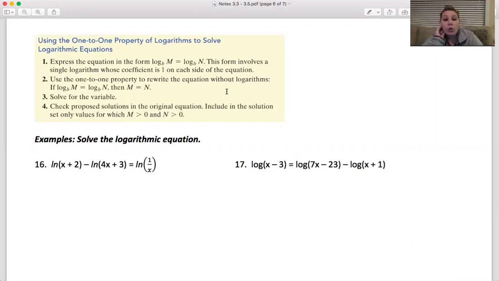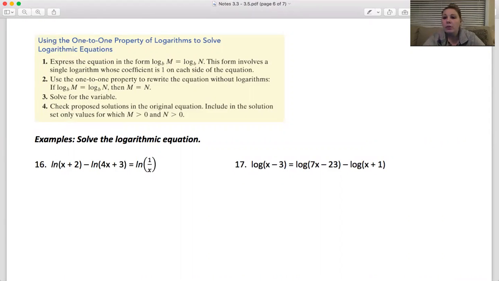So using the one-to-one property for logarithms, it's kind of a different one-to-one than what we've talked about before. One-to-one has described types of functions. In this case, we're not talking about functions like on the graph. So this one-to-one, we're literally just saying there's a direct correspondence between one log and the other logarithm. That's all we're trying to say here.